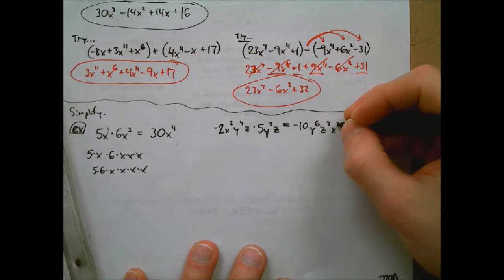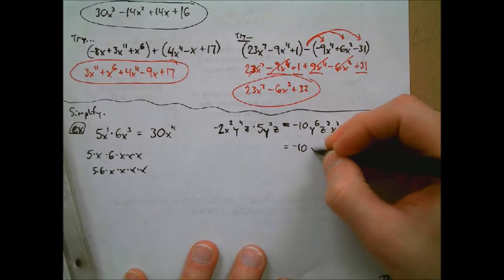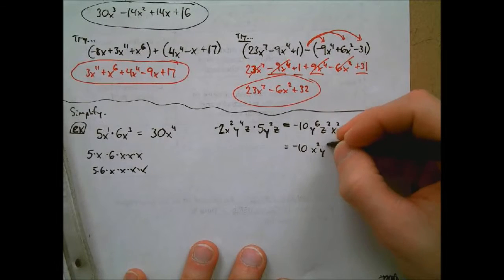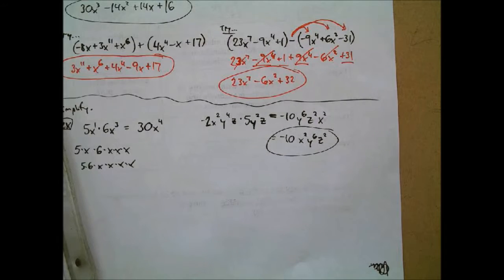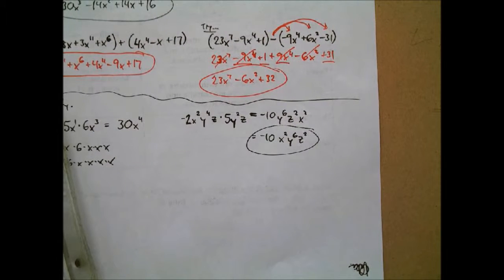Okay. Typically we do write them in alphabetical order, so I'm going to rearrange it here and just make it x squared, y to the sixth, z squared. Okay. And yeah, that's our final answer there. That's the best we can do. Oops, I'm off the screen. Sorry about that. Okay. That's the best we can do. Okay. X squared, y to the sixth, z squared.